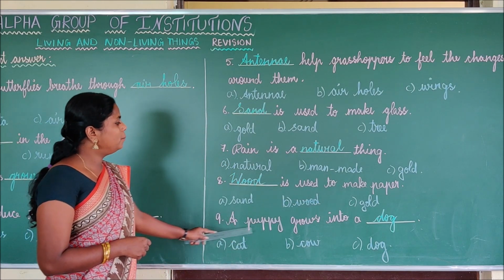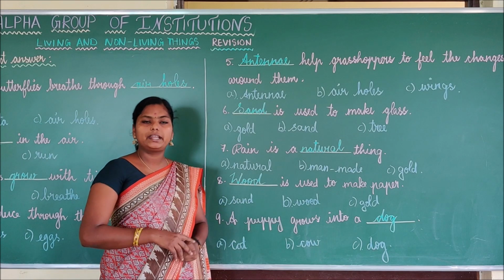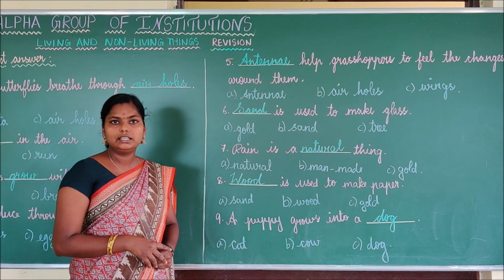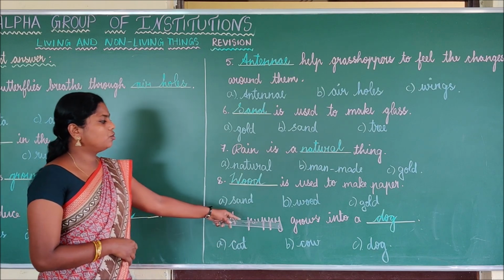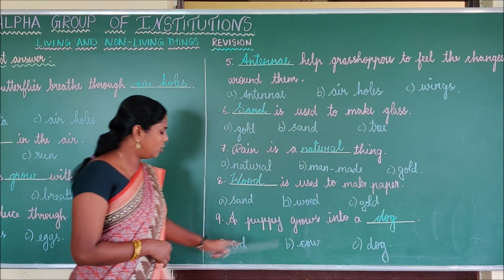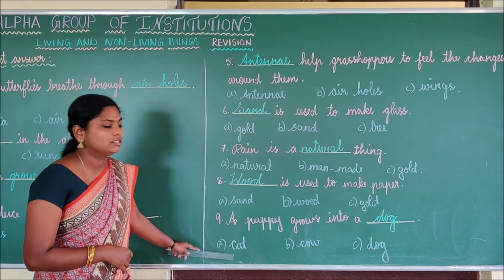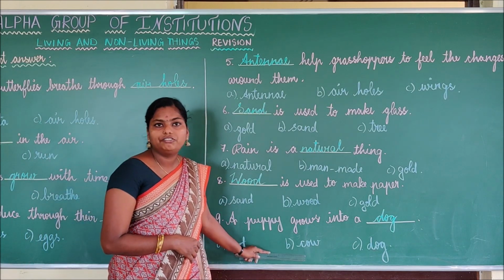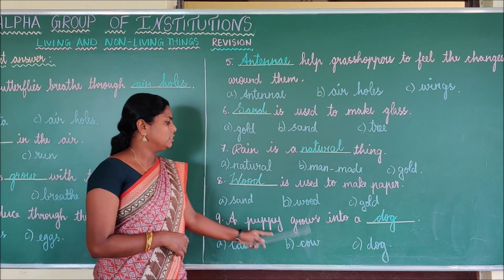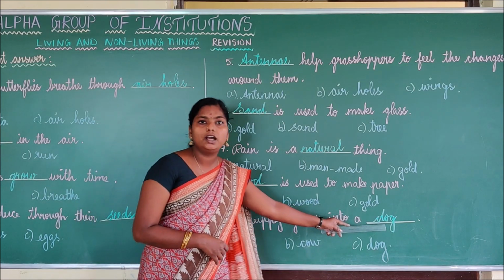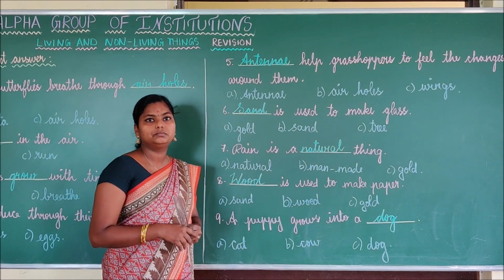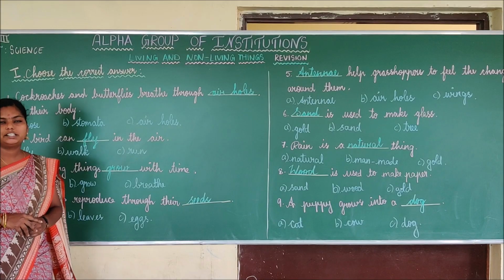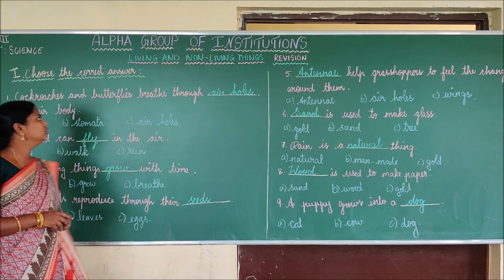Ninth one, a puppy grows into a cat. Yes, of course, isn't it? Then why? A puppy will grow into a dog, because a kitten will grow into a cat and a calf will grow into a cow. So a puppy will grow into a dog. Is it clear, students? Shall we recap it once again?